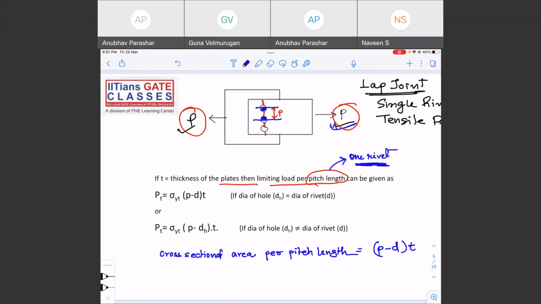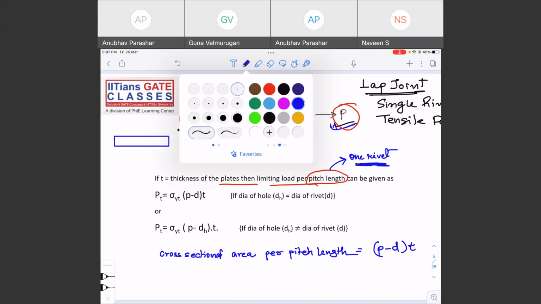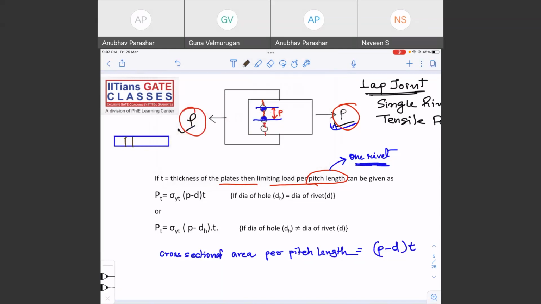Rivet means there is a hole there. If you want to see the cross-sectional view, it will look like this. There are three rivets. So this is one hole, this is second hole, this is third hole, right? So per pitch length, from here to here, the thickness of the plate is T. So what is the cross-sectional area? Can I say per pitch length, P minus the diameter of one rivet, multiplied by T? Can I say cross-sectional area per pitch length is equal to P minus D into T? Yes or no?